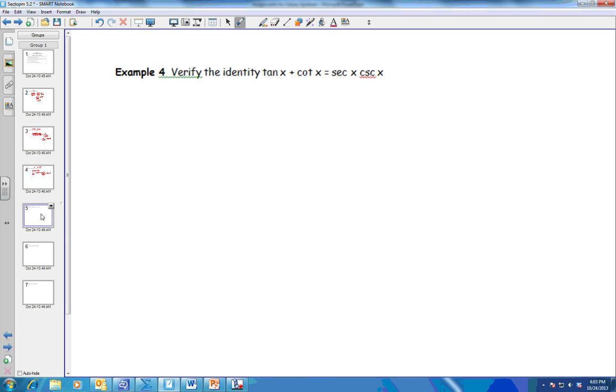Example 4, verify the identity. Tangent x plus cotangent x, and we want it to equal secant x times cosecant x. So I'm going to change this side. I'm going to start off just changing it in terms of sines and cosines. So tangent is sine over cosine. Cotangent is cosine over sine. So now I have two fractions that need to be added together.